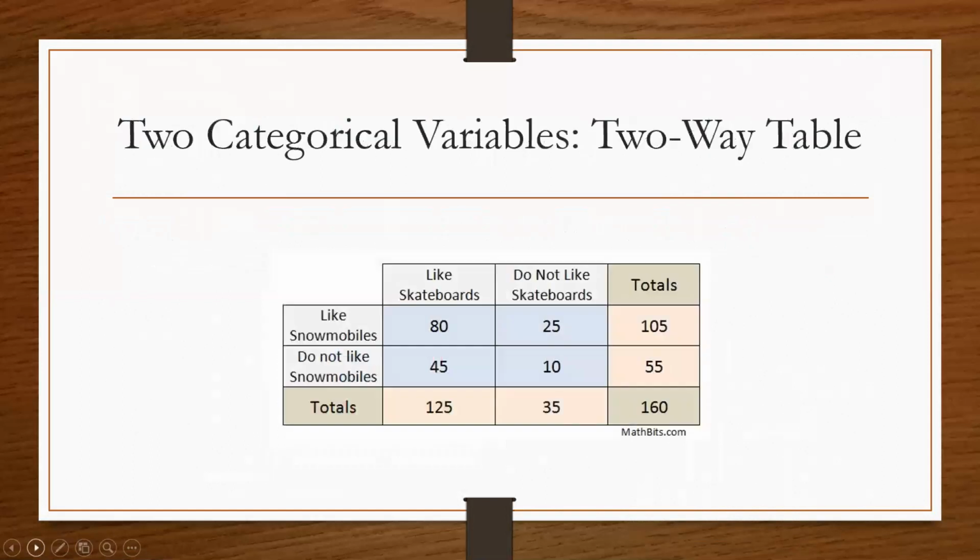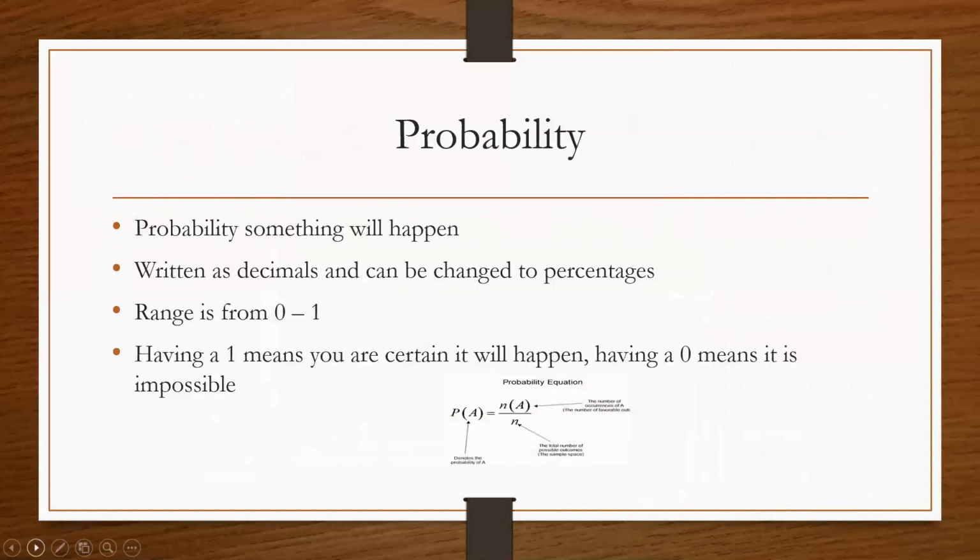And for two categorical variables, it's normally going to be a two-way table. As you can see here, you've got one variable on the top and one variable on the side, and it looks very much like a frequency table, but it records every combination of counts.